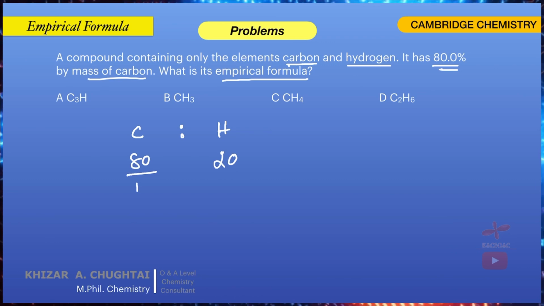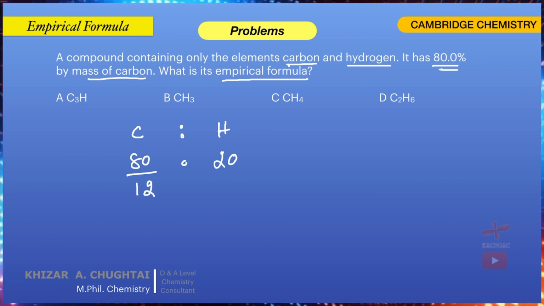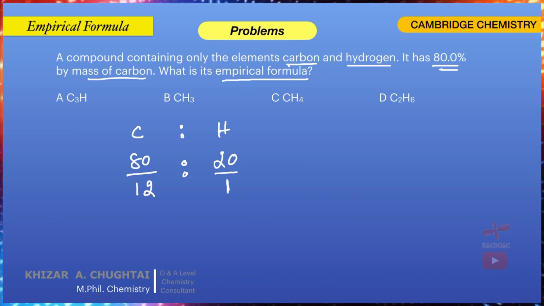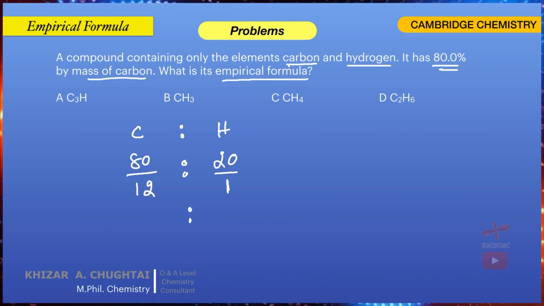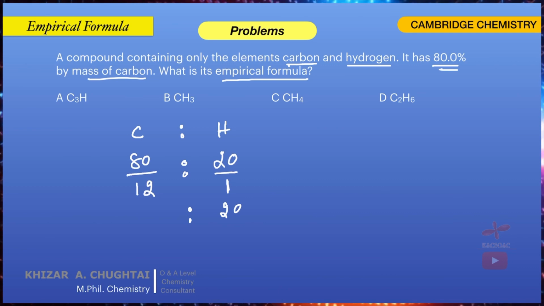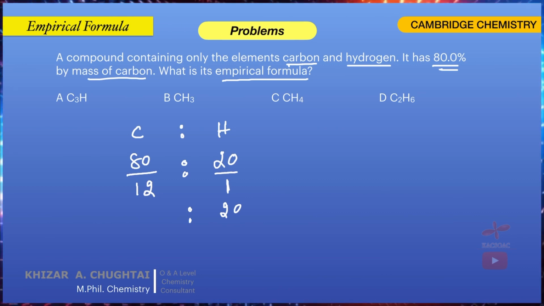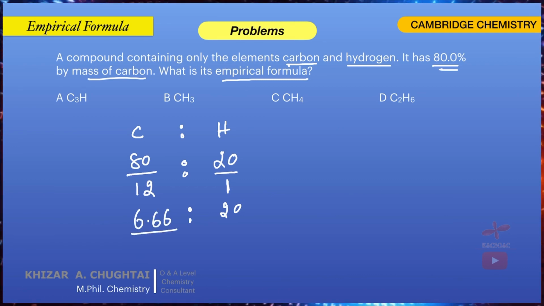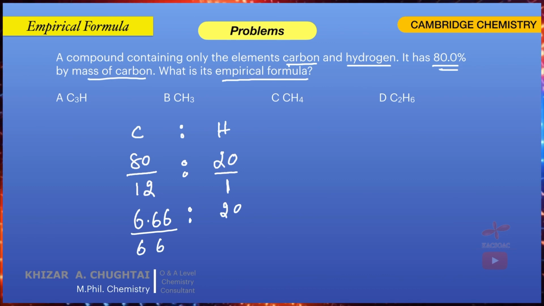Carbon divided by its AR, that is 12. Hydrogen divided by its AR, that is 1. So it will be 20 for hydrogen, and 80 divided by 12 for carbon, the answer is 6.66. As you know, we divide by the smallest and lowest answer.